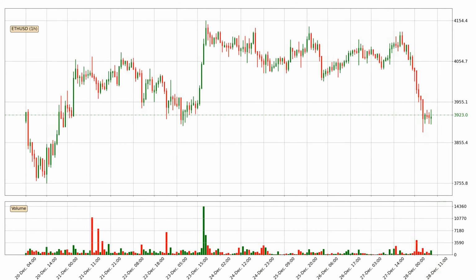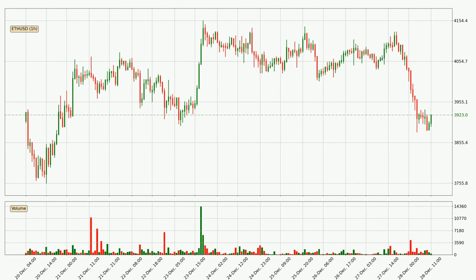Let's get started. Today, find out how the price of Ethereum has changed and what the technical indicators SMA, EMA and stochastic RSI show. If you are unfamiliar with the indicators, check out the explanation videos below.